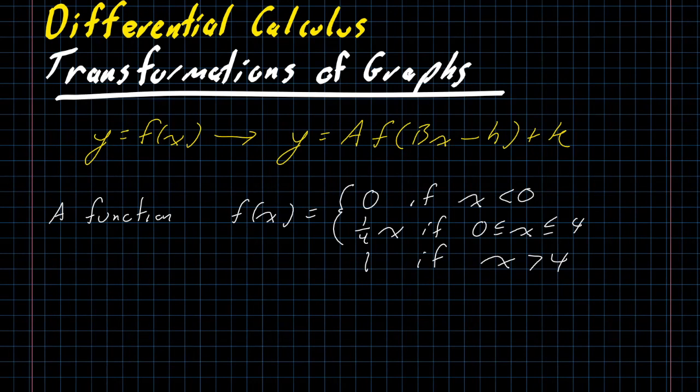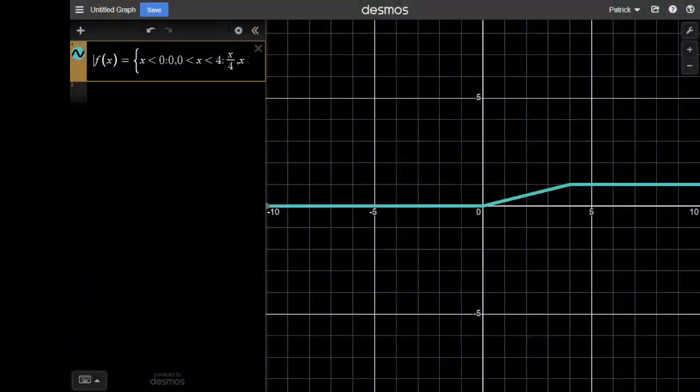Here is a simple piecewise function. F of x is 0 if x is less than 0. F of x is 1/4 x if 0 is less than or equal to x is less than or equal to 4. And f of x is 1 if x is greater than 4. I can jump over to Desmos really quickly and graph that piecewise function if you are so interested. But the interesting question is going to be here, what happens on a transformation?